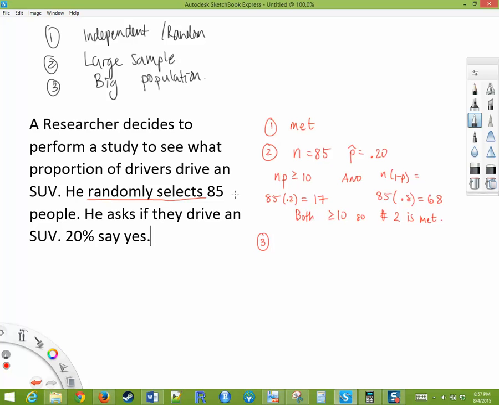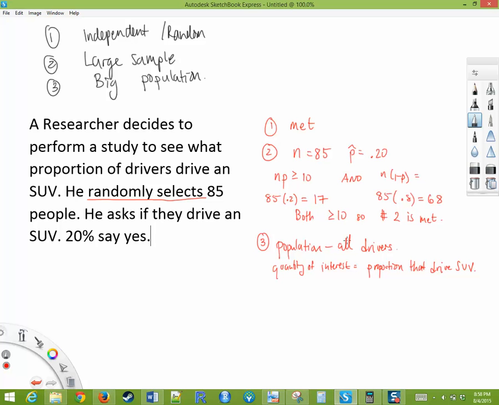It's not the number of drivers who drive the SUV. We want to know the proportion of drivers who drive an SUV. That's the quantity of interest, the proportion of drivers who drive an SUV. But everybody relevant to this would be all drivers, right? The population is all drivers. Okay, and my quantity of interest is the proportion that drive SUVs. Okay. So my population is all drivers.